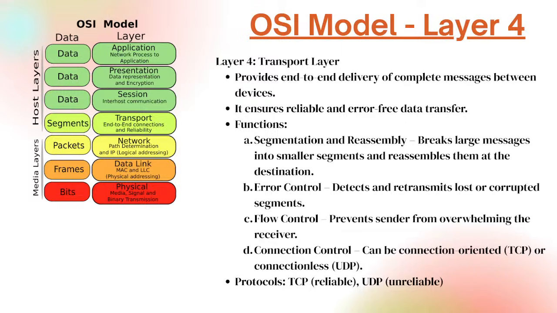Then connection control: it can provide connection-oriented or connectionless communication. Connection control is also done by the transport layer, meaning TCP or UDP, whichever protocol is activated here, is also in the transport layer.